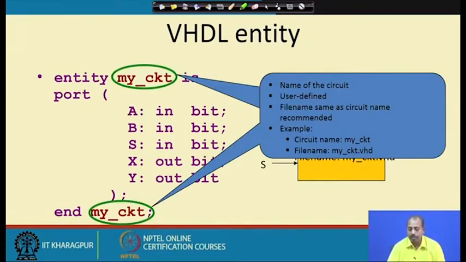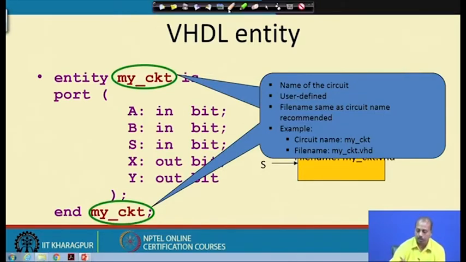The file name same as the circuit name is only recommended. Whatever file you are writing the description in, normally we write them in files having extension .v or .vhd. Many tools will accept different types of extensions. In this case the circuit name is my_circuit and the file name is my_circuit.vhd, but this is just a suggestion or recommendation, and we may or may not follow it.